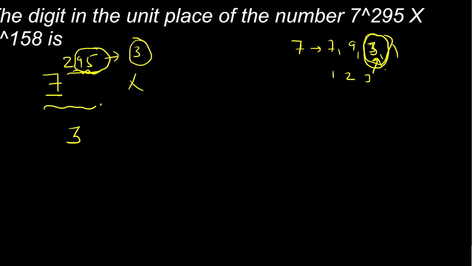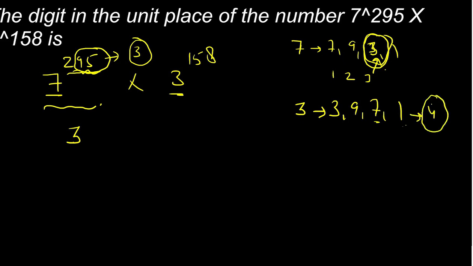Multiplied by 3 to the power 158. What is the cyclicity of 3? It is 3, 9, 7 and 1. So 3, 3 squared is 9, 9 threes are 27, 7 threes are 21, 3 ones are 3. If someone is not able to remember, they can also do it this way. Again the cyclicity is 4: after each 4 numbers they are going to repeat the pattern.